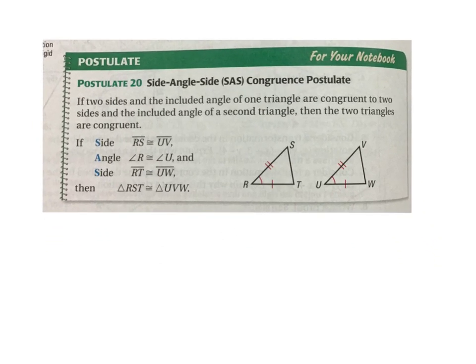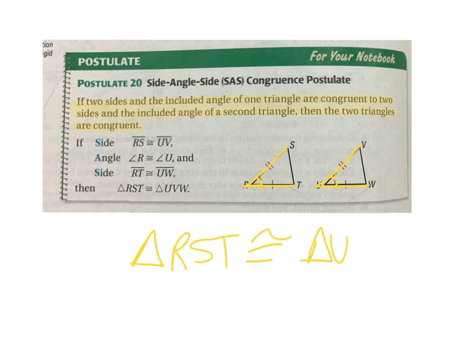Let's look at the postulate to help. Okay, postulate 20, make sure it's in your journal. Side angle side congruence postulate. If two sides and the included angle of one triangle are congruent to two sides and the included angle of the second triangle, then the two triangles are considered congruent. So you look here, you have RS is congruent to UV. We have angle R is congruent to angle U, and then side RT is congruent to UW. Because of that, we can say that triangle RST is congruent to triangle UVW.